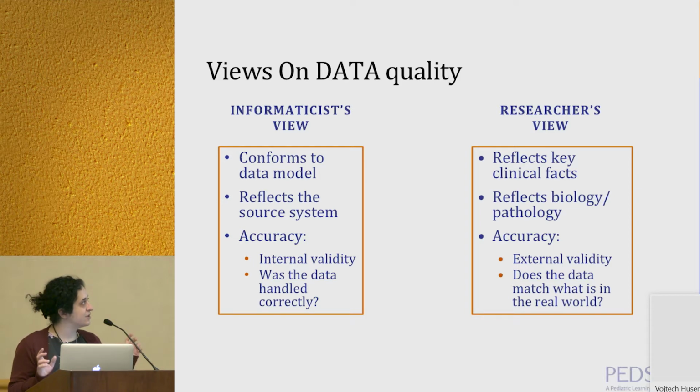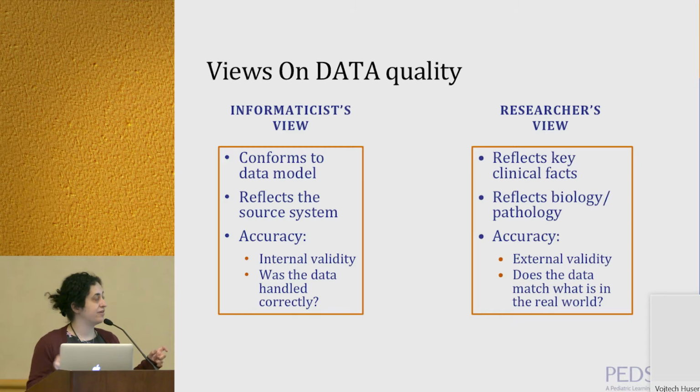Because of the way that we work in our network, we're constantly thinking, okay, what's the informaticist view? What do the ETL analysts care about at the site in terms of how to pull their data better versus the researcher's view? So the informaticist view is, does the data conform to the data model? Is it accurate in terms of pulling what was actually in the source data? The researcher's view is, but wait, does this actually make sense? How is this data plausible?